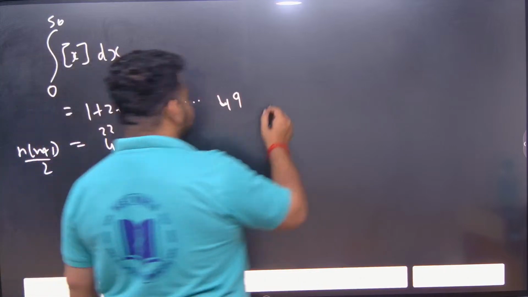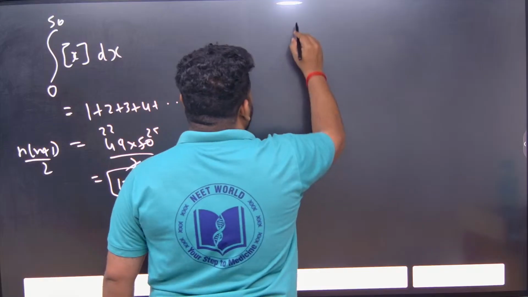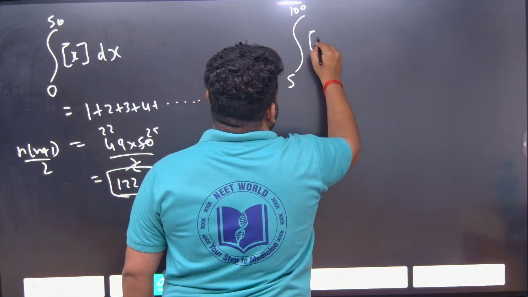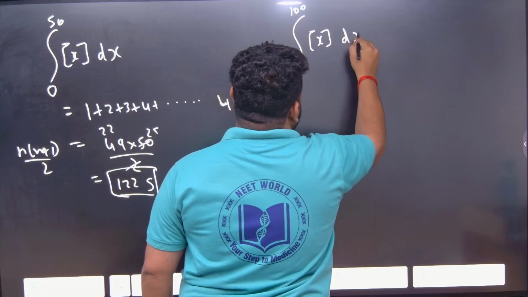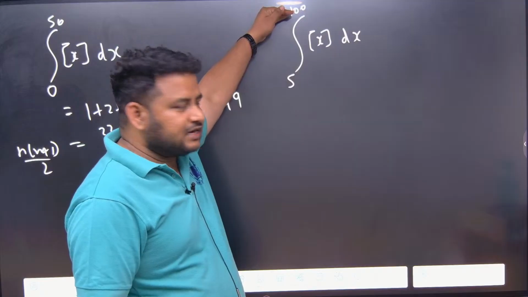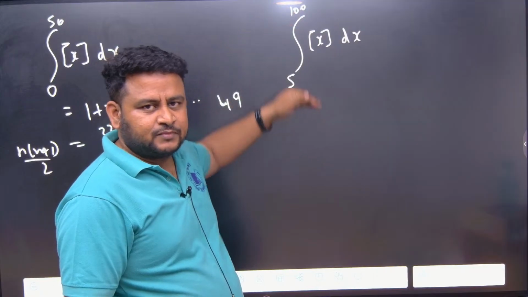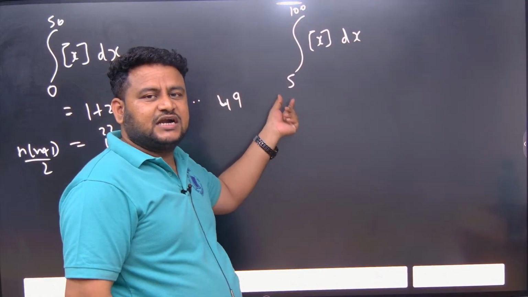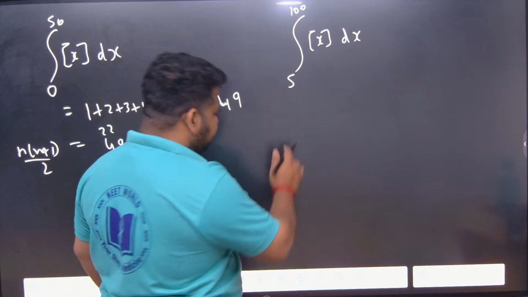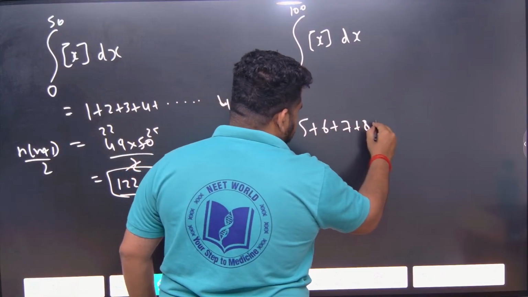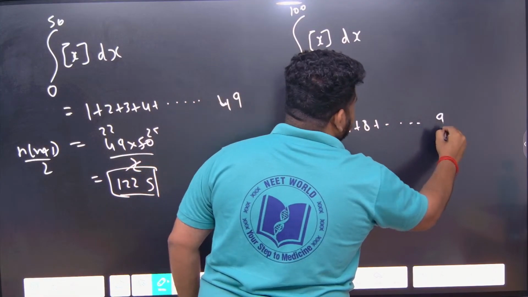In the same way, suppose they have given 5 to 100 step x dx. Sir, you told us that for 100 you have to write one value below this, but it is starting from 5, what to do? So start from 5, no problem: 5 plus 6 plus 7 plus 8 up to what will you write? Not 100, you will write 99.